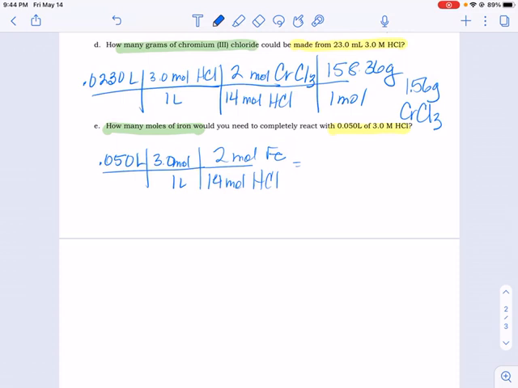So we'll have 0.0214 moles of iron. And there you go.